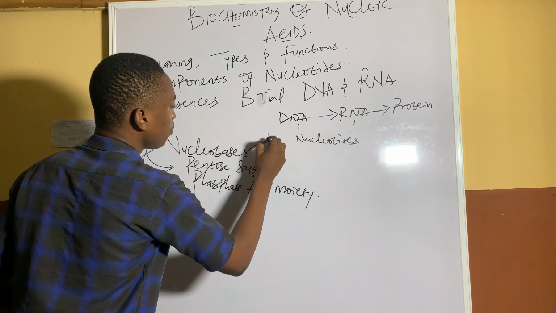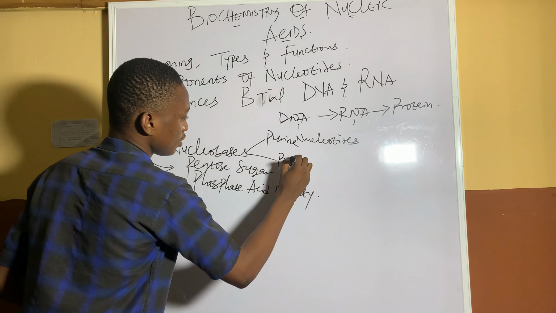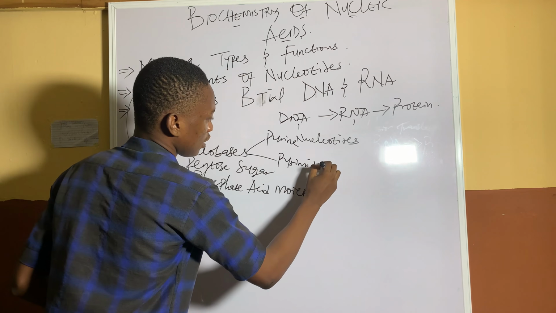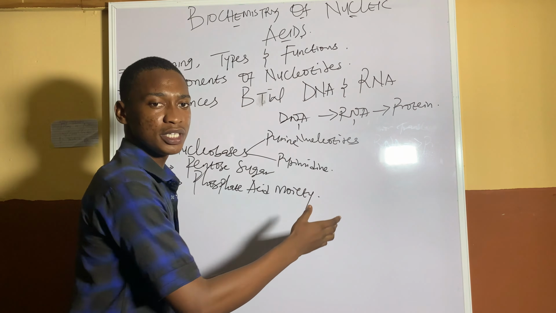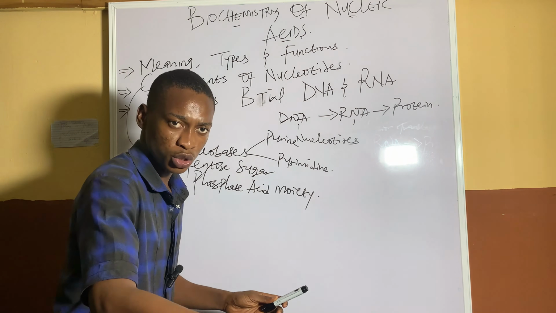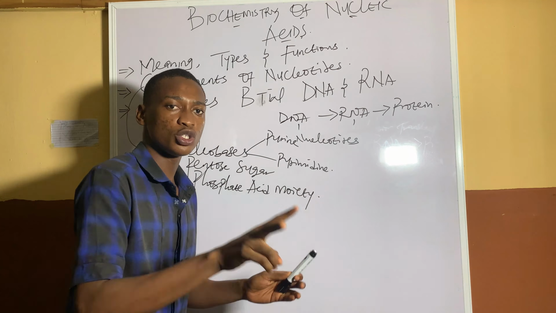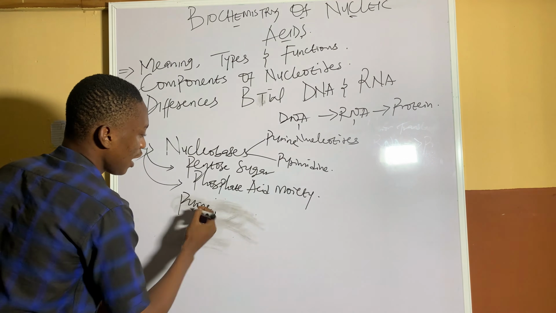We have what we call the purine base and the pyrimidine. Now, when we're talking about purine and pyrimidine, pyrimidine has a one-ring structure, while the purine base has what? A double-ring structure.